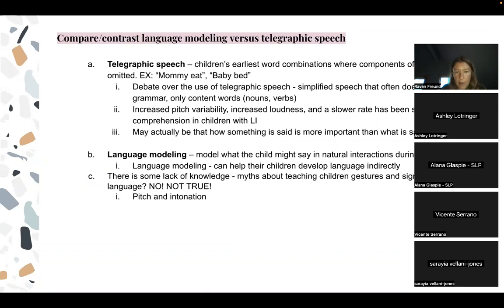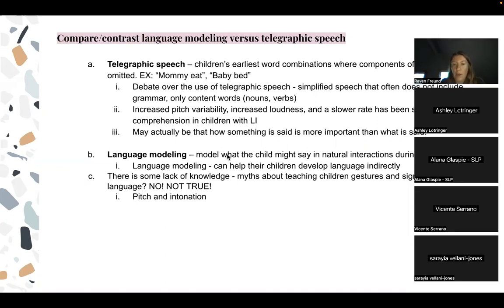Let's see, there is some lack of knowledge and myths about teaching children gestures and signs. Does it hinder language? Of course, no. Teaching gestures and signs does not hinder language. This is similar to using AAC. That is not going to hinder language. It's always just going to facilitate and support language.